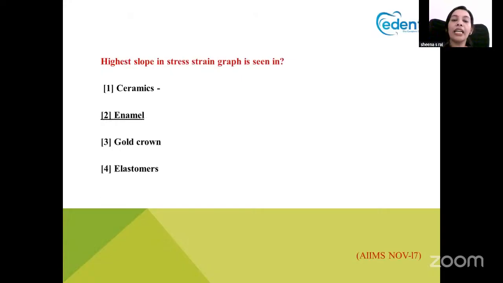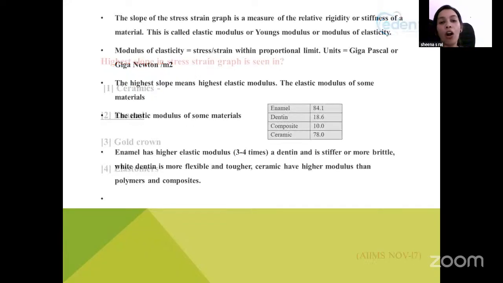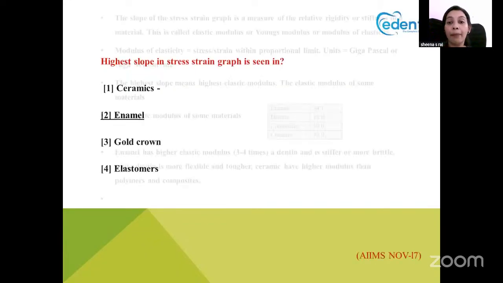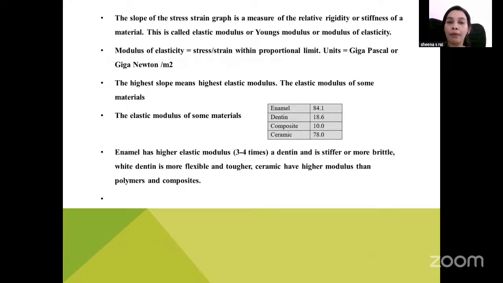So the question is like, highest slope in stress-strain graph. So we know that it is enamel. Enamel followed by ceramic material, which is near to that of enamel, then dentine and composite, etc. So please keep in mind the important materials with their elastic modulus, right?